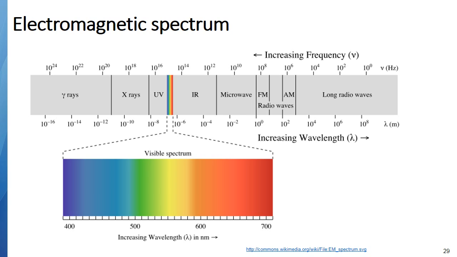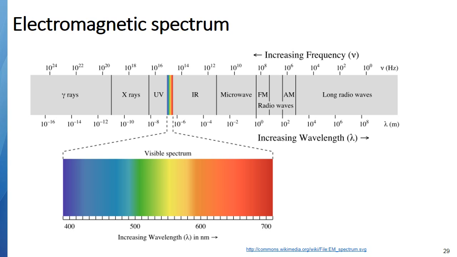What I want you to notice is that going from left to right, we have increasing wavelength. The wavelength is getting larger and larger. But going in the opposite direction, from right to left, we have increasing frequency. So there's the inverse relationship. And of course, going from right to left, increasing frequency also means increasing energy.